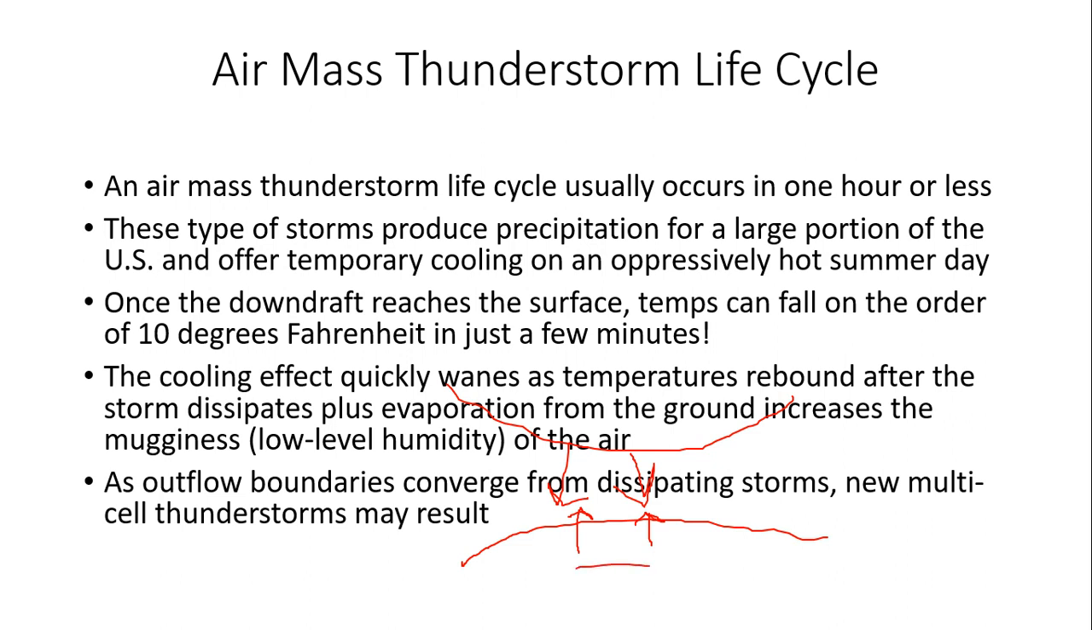So I had one storm to the south here that's dissipating, and a storm to the north that's dissipating. This cool outflow of air, these outflow boundaries, right at this point where they meet, once they meet, that could result in a new low-level convergence area and the formation of new thunderstorms.